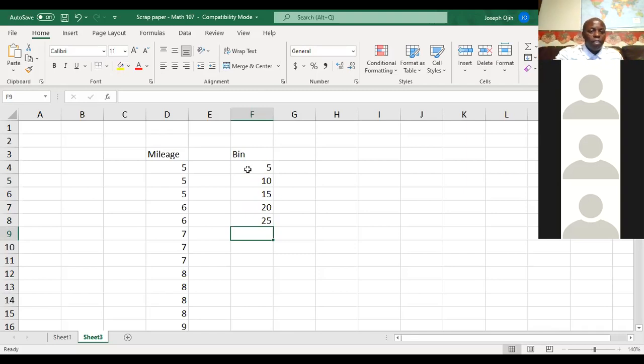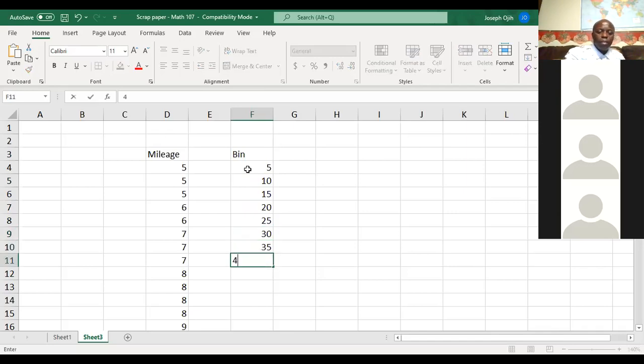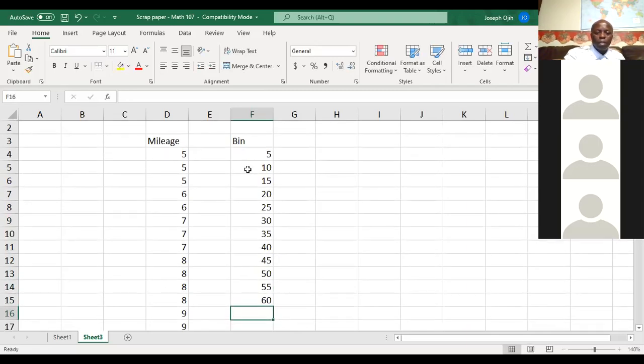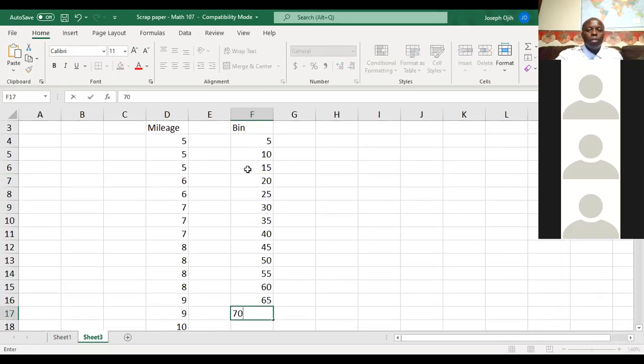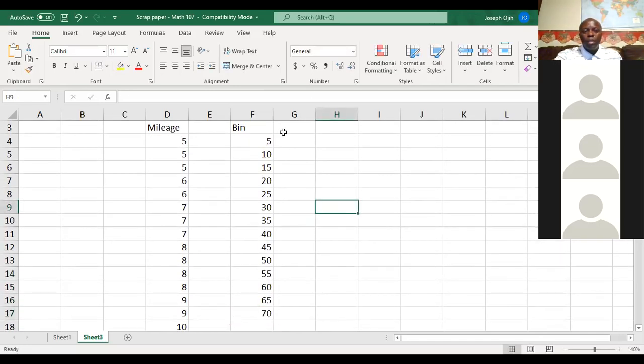But I'm using 5. So 30, 35, 40, 45. And if one wants to draw a histogram after you did that, you can even ask it to draw it. 50, 55, 60, 65, 70. So it will give you these intervals.